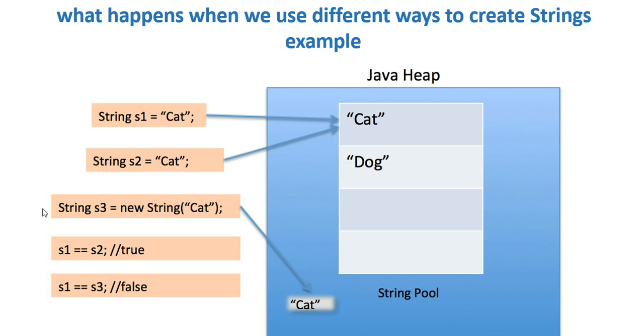Now we are using a different way of creating a string. Like that, we have our cat, it's created there. Now is s1's reference equal to s2? Yes, like that. You can see it from those two arrows. And is s1's reference value equal to s3? It's different. So let's go practical.